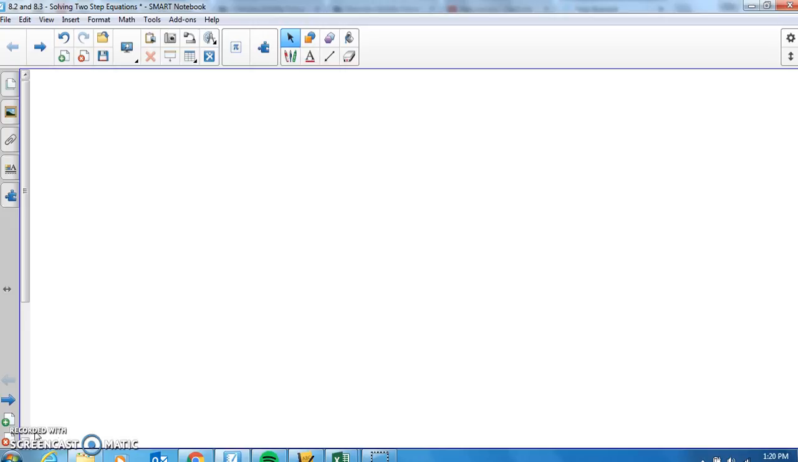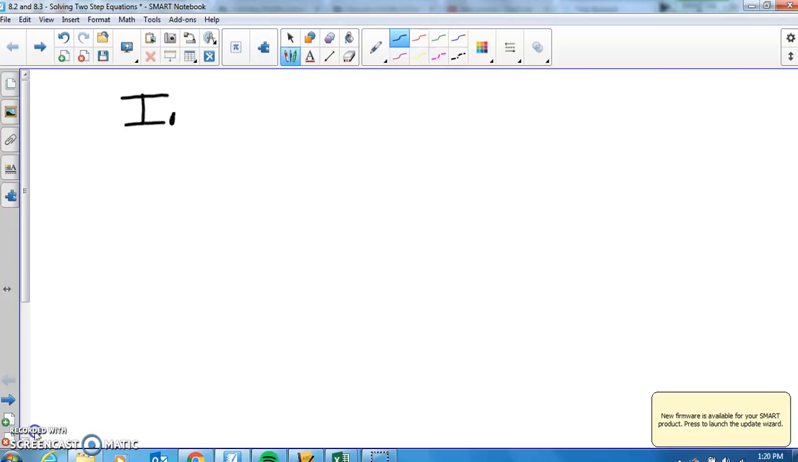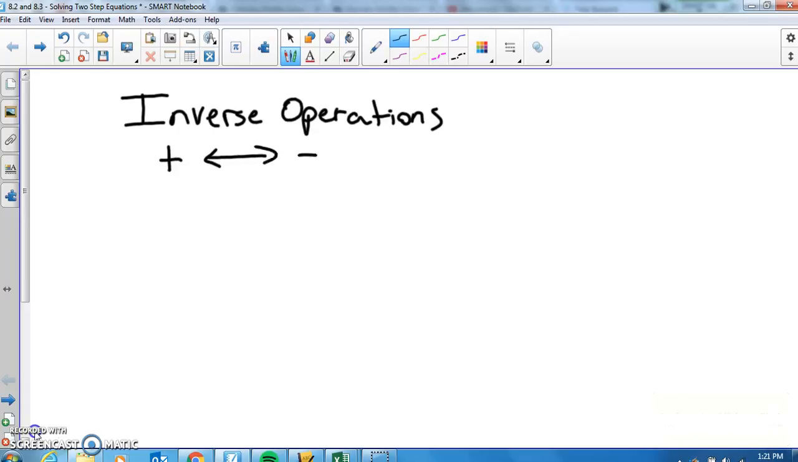One of the concepts you watched had to do with inverse operations. Inverse operations are basically the opposites. So you don't need to copy this down. You should already have this down. We have what are called inverse operations. The inverse of addition is subtraction. The inverse of subtraction is addition. The inverse of multiplication is division. And the other way around, the inverse of division is multiplication.